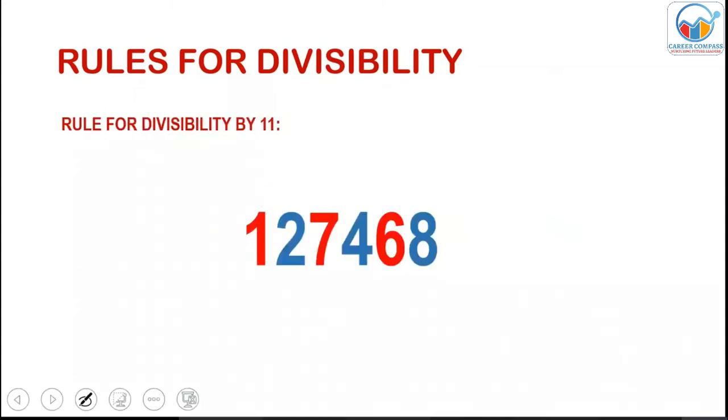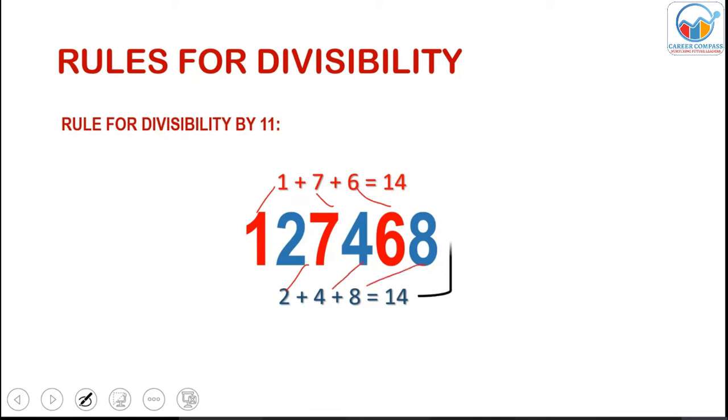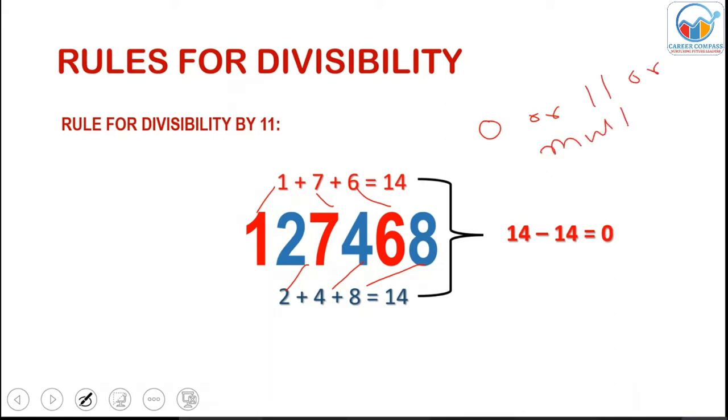There is a special rule for divisibility by 11. So please understand this. I have taken an example to demonstrate the rule for divisibility by 11. You take the alternate digits and add separately. I repeat, you take the alternate digits and add separately. If the difference of the sums is either 0 or a multiple of 11, then we say that the number is divisible by 11.